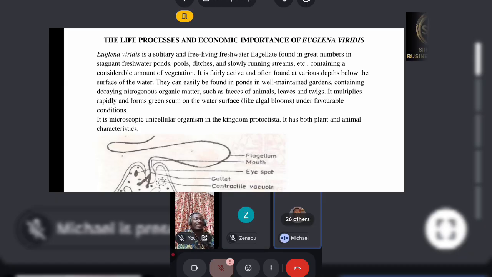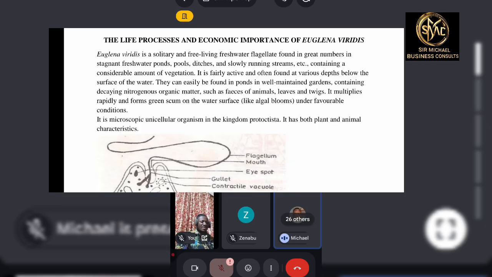So the green color, what does it suggest to you? We say it is a microscopic unicellular organism in the kingdom Protoctista. Amoeba is in the kingdom Protoctista or Protista, and Euglena is also in the same kingdom Protoctista. We will talk about a few of them. Then it has both plant and animal characteristics.